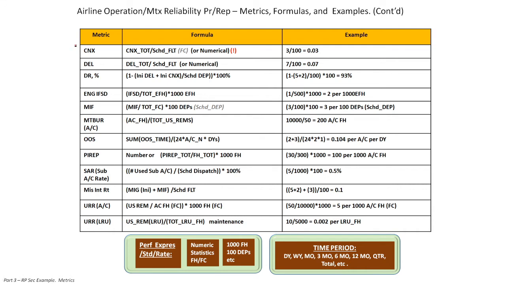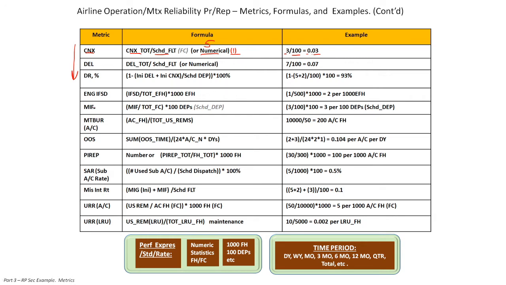Examples are also in alphabetical order, starting from cancellations. We can have numerical numbers, right? Let's say in December we have 5 cancellations, or we can use rates. Total cancellations divided by scheduled flights. Let's say total cancellations is 3 and scheduled flights is 100. After calculation, we have 0.03.